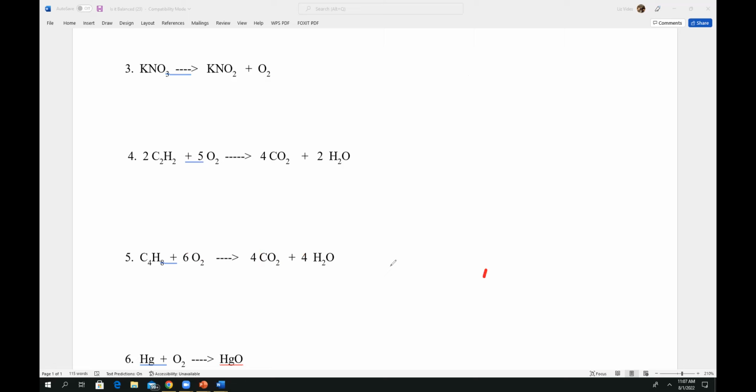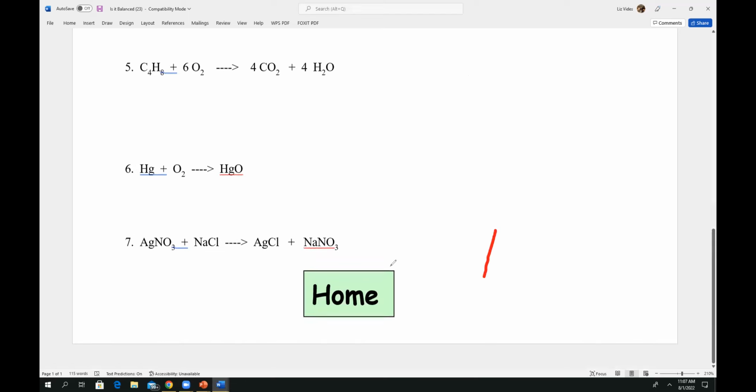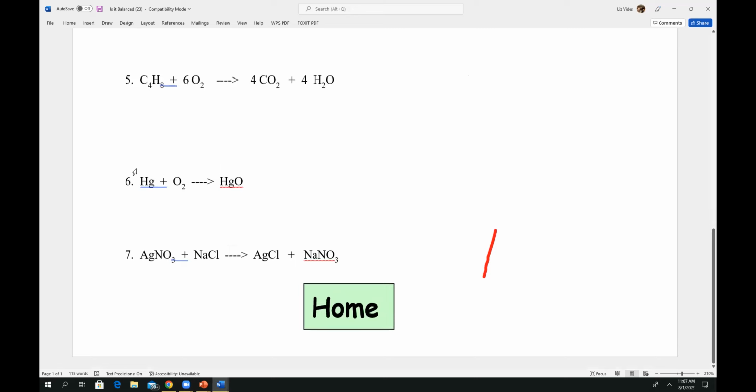This next one is a pretty simple one, and then the last one. Let's look at the first one. You can readily see that there are 2 oxygens and there's only 1, because you always use the more complicated one to compare against the others. So you know you're going to need a 2 in front of that, and that's going to give you two mercuries and 2 oxygens. And there you go, it's balanced.